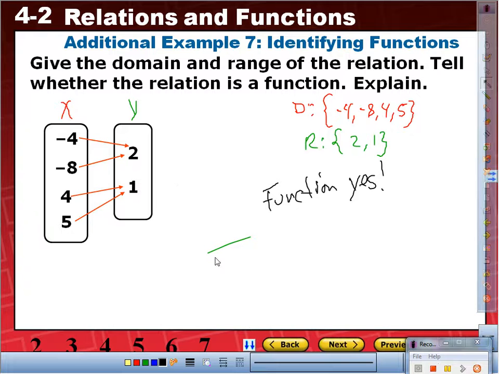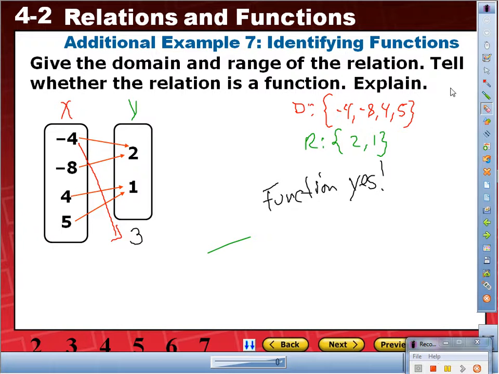Now, some of you are still not clear. Check this out, to clarify it. If I was to do this, and I placed another number here, and the -4 or any of these also had an arrow going to that, do you see how now that -4 has two different numbers? That's why it's not a function, when it has two different outputs. Everybody with me? Okay. Hold on, we're almost done. Last one.